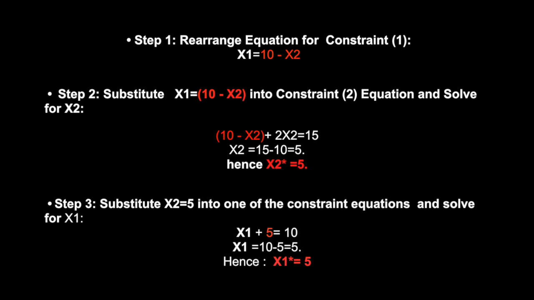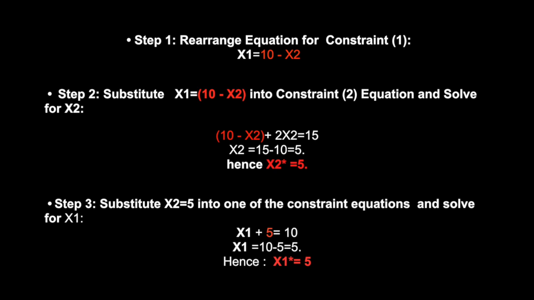Now, to solve the algebraic solution, for step 1, we have to rearrange the equation for constraint 1 to x1 equals 10 minus x2. The next step, we substitute the newly arranged equation into the x1 value of constraint 2. And as you can see, we have 10 minus x2 plus 2x2 equals 15, which then leads to the optimal value of x2 becoming 5.